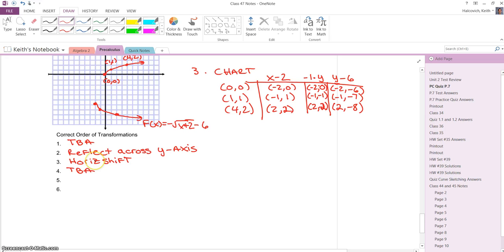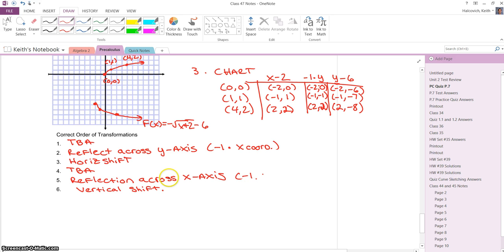5 is going to be a reflection across the x-axis, so the negative sign outside. And then 6 is a vertical shift. Remember, on this one, you multiply negative 1 times the x coordinate. And this one, you go negative 1 times the y coordinate.